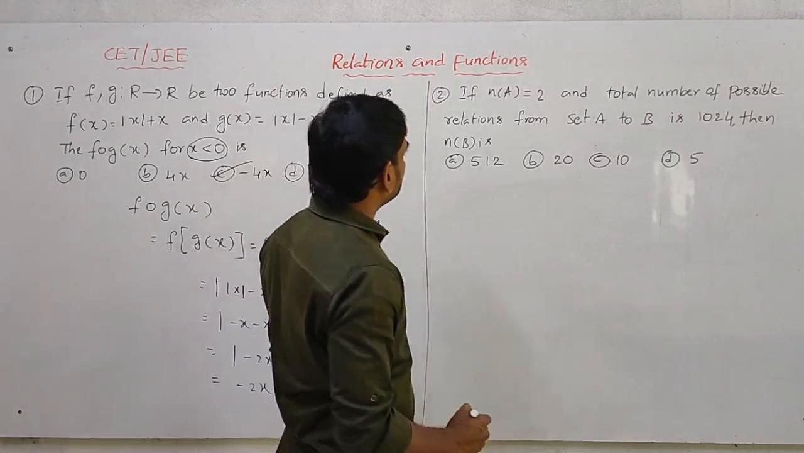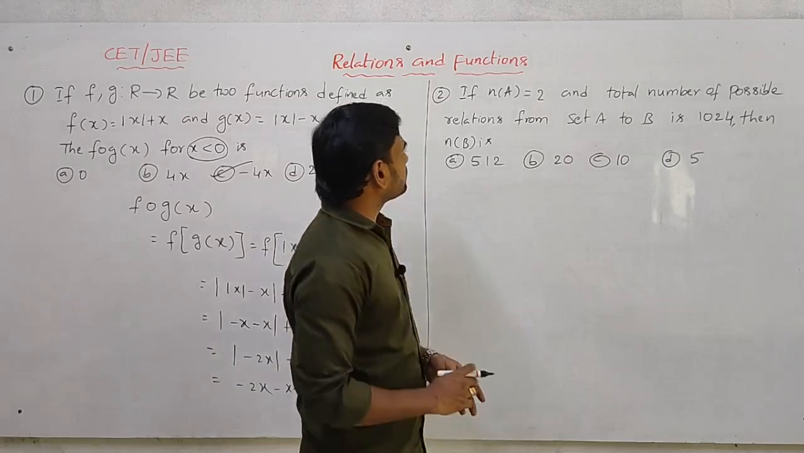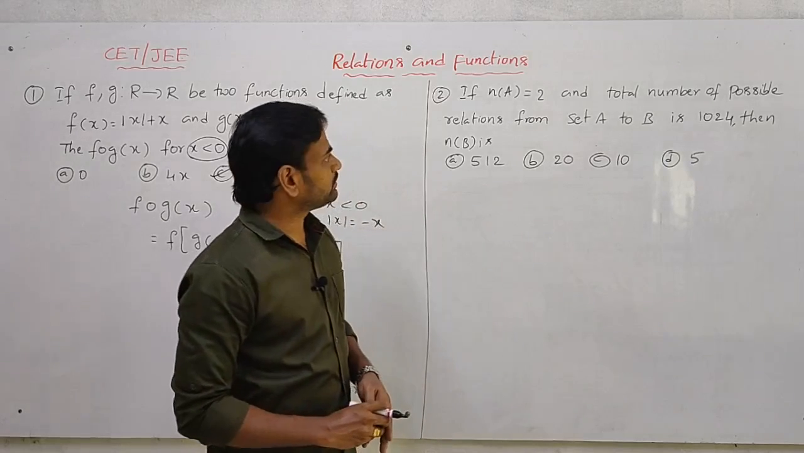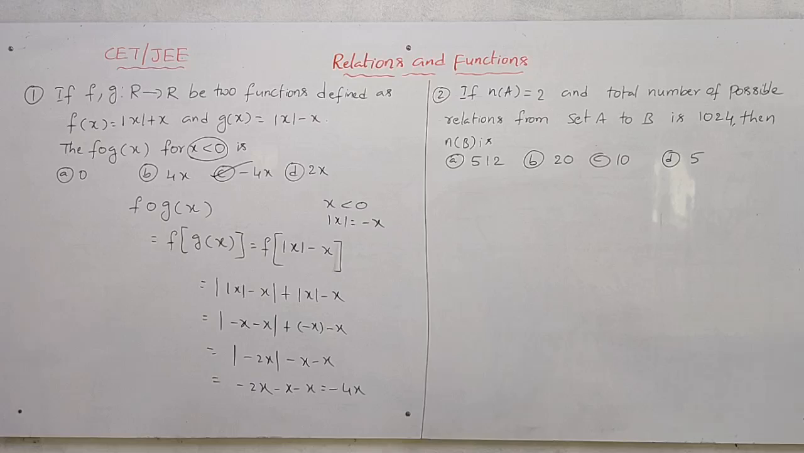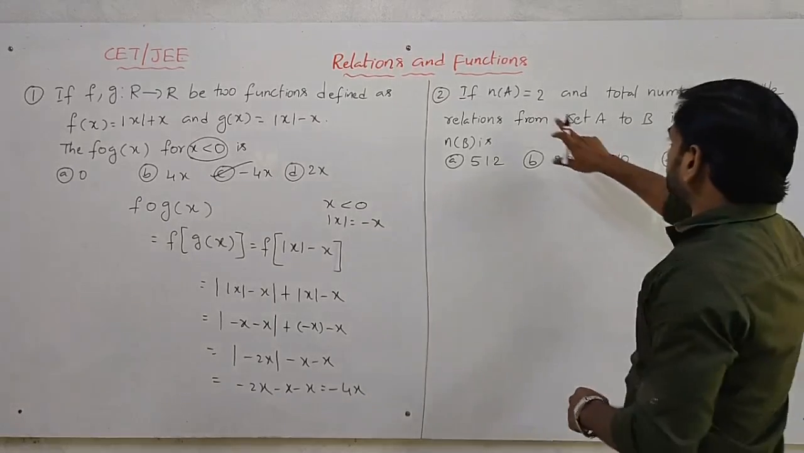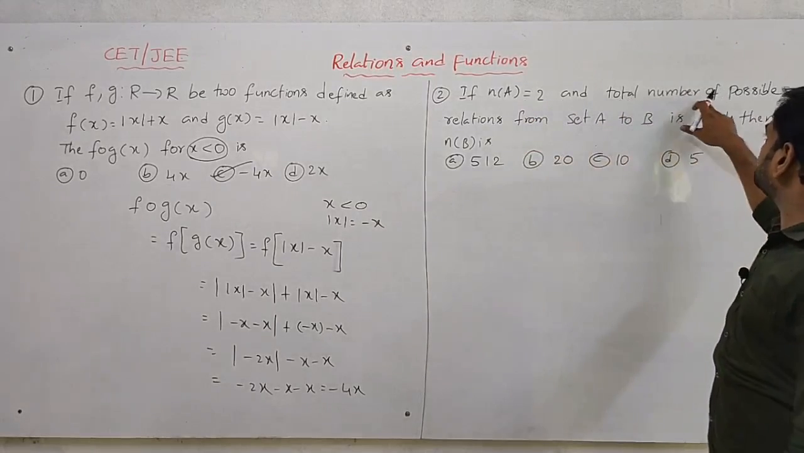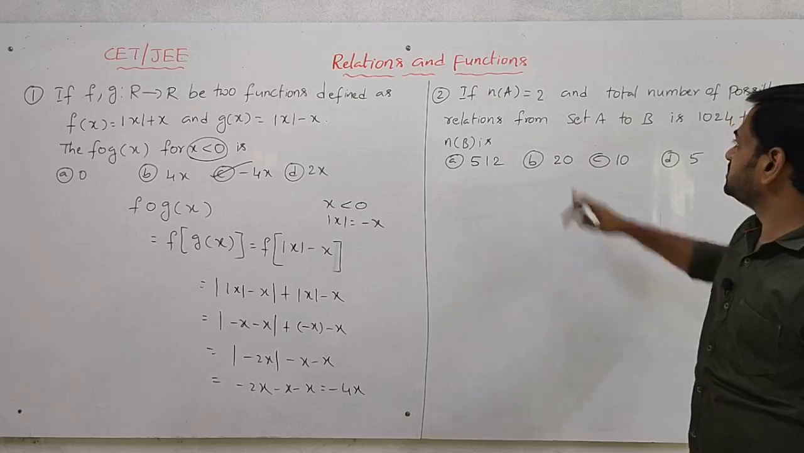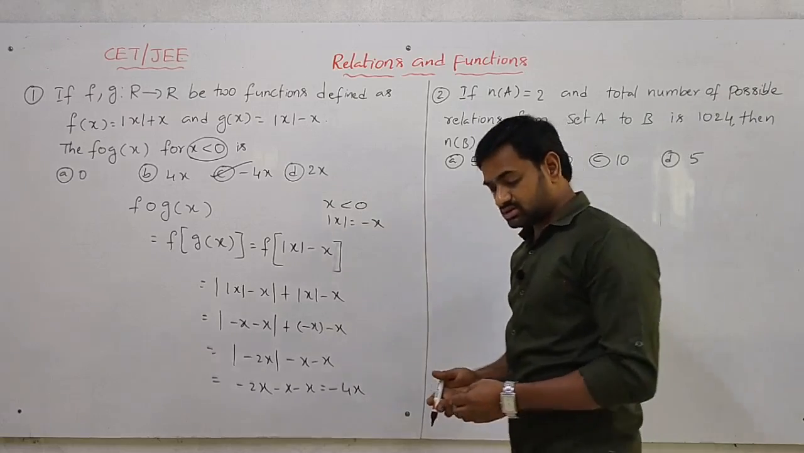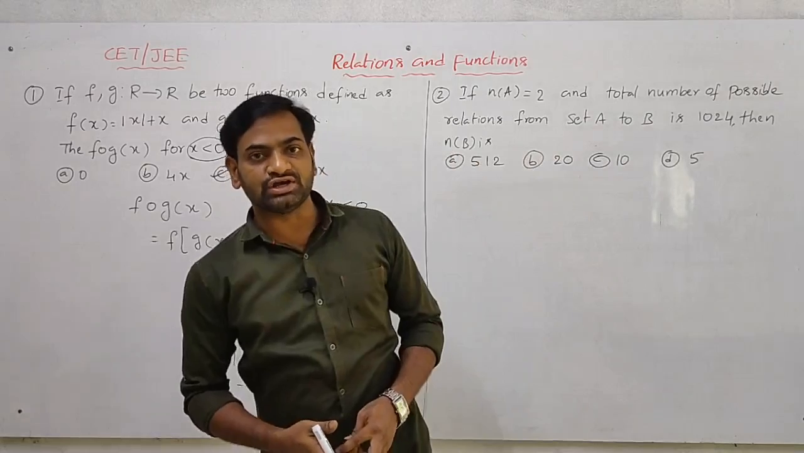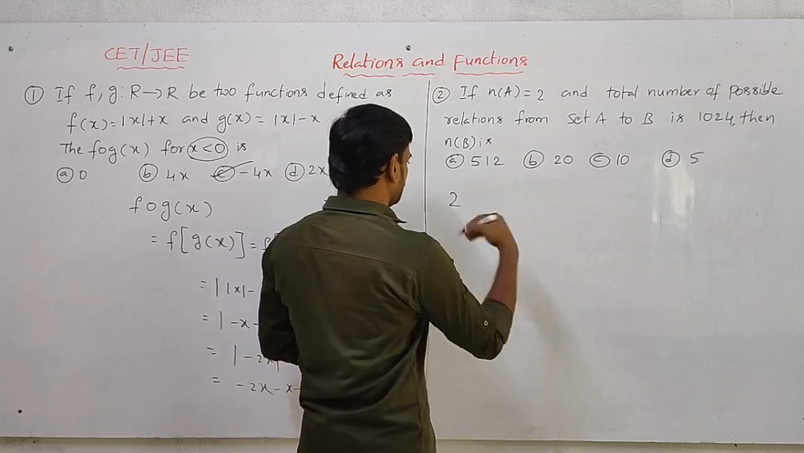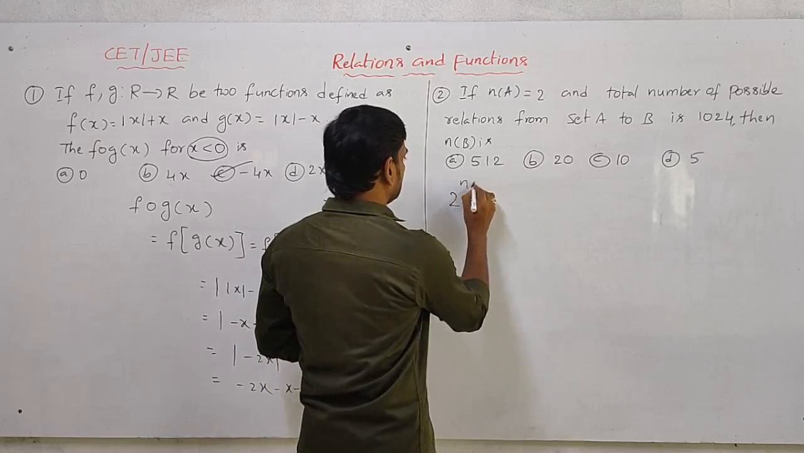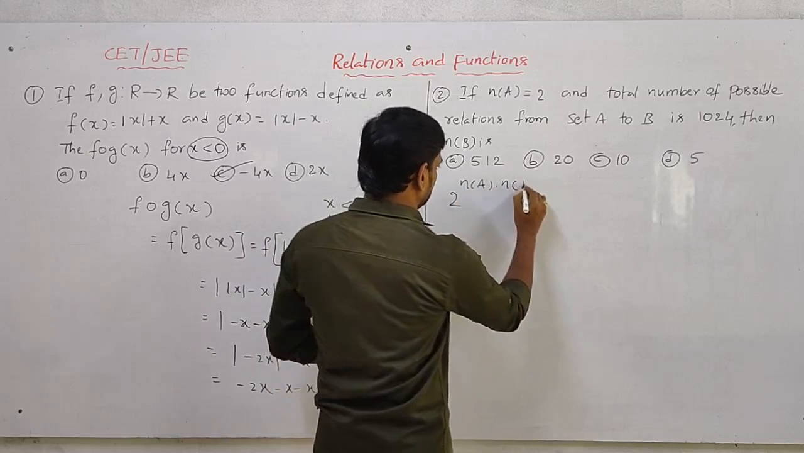Next, come to this one. If n of A equal to 2 and the total number of possible relations from set A to B. So the number of relations from A to B is 2 power n of A into n of B.